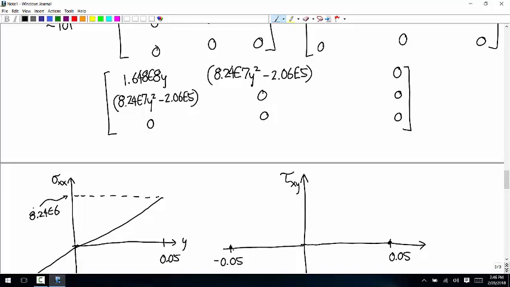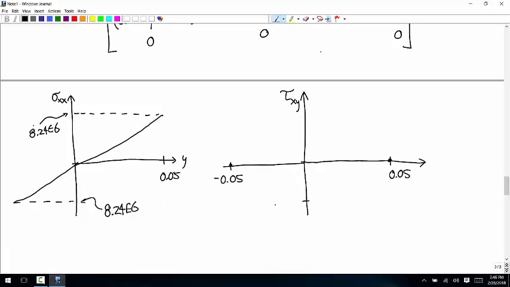And then what's the value, I guess, when y is equal to 0? We're at negative 2.06 times 10 to the 5th. And it's a parabola.